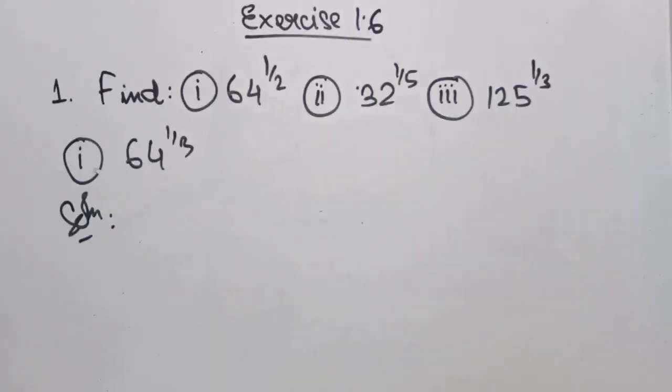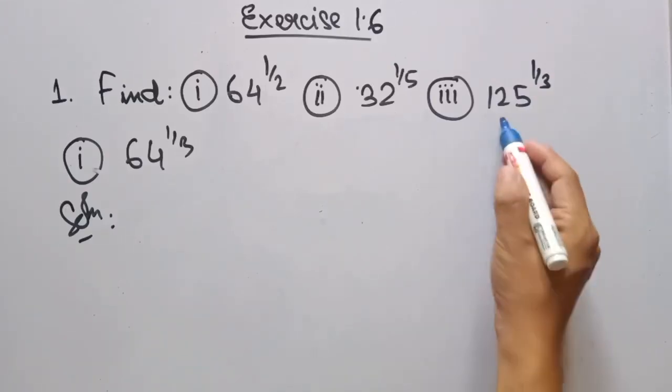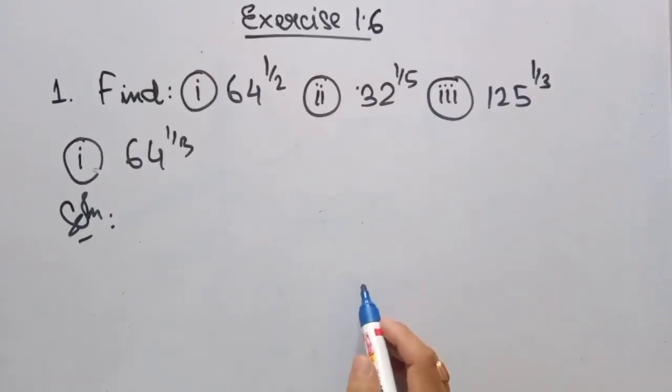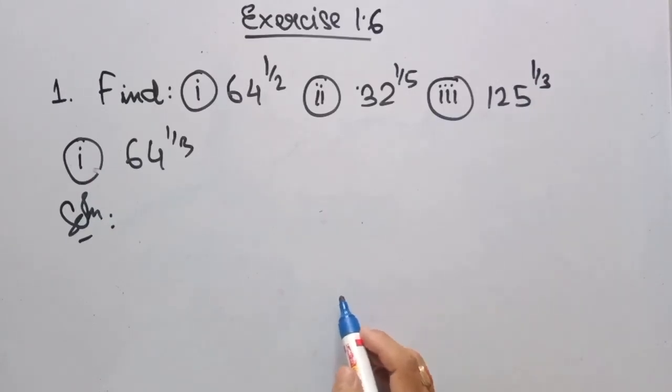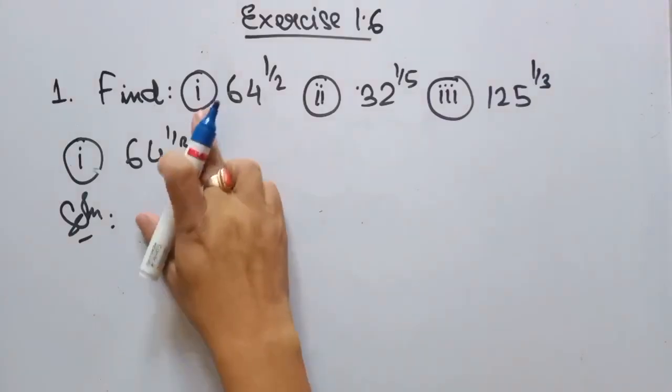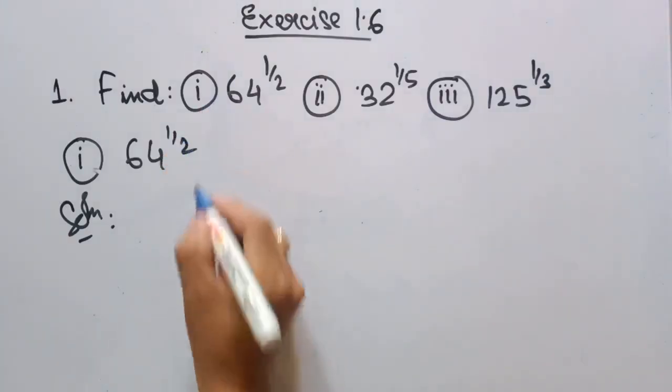Next, exercise 1.6, question number 1. Find the value of (i) 64 to the power 1 by 2, (ii) 32 to the power 1 by 5, (iii) 125 to the power 1 by 3. Now, let us try to solve each of these questions. First, moving on to question (i), 64 to the power 1 by 2.